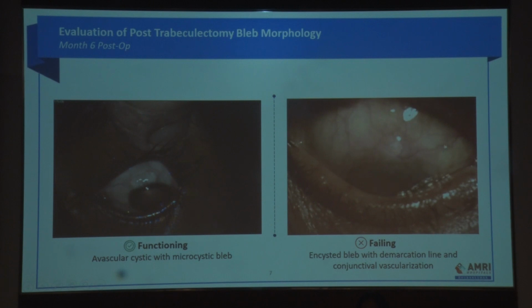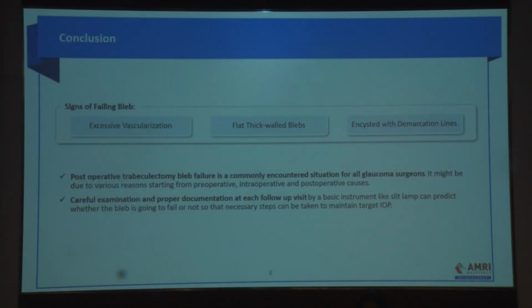And on the right side, the Bleb was encysted with a demarcation line and with conjunctival vascularization. This is a failing Bleb. So this Bleb was graded accordingly by the Indiana Bleb Appearance Grading Scale, and accordingly one can know in a very quick way whether the Bleb is going to fail or not.